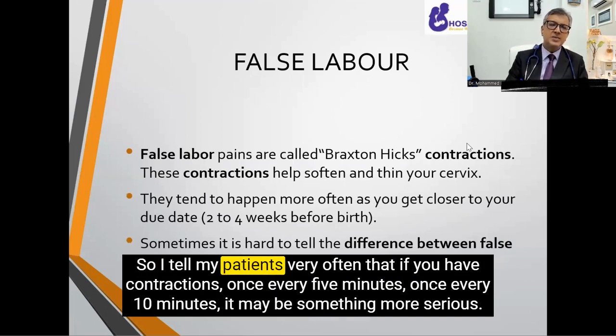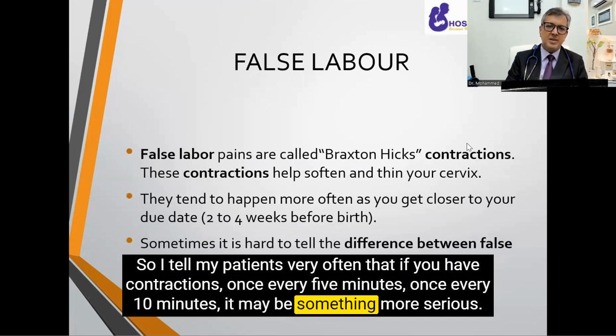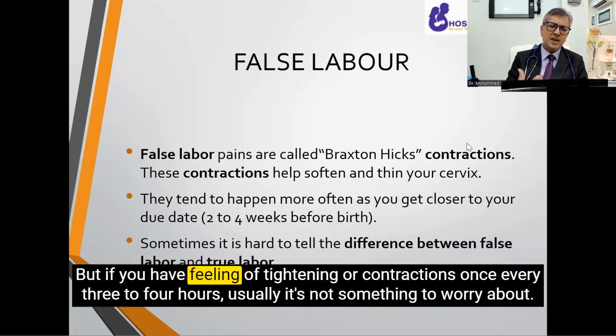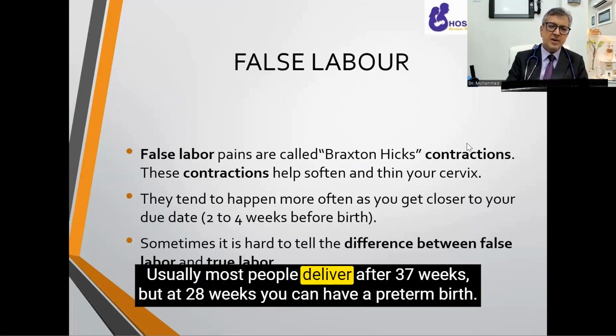So I tell my patients very often that if you have contractions once every 5 minutes, once every 10 minutes, it may be something more serious. But if you're feeling tightening or contractions once every 3 to 4 hours, usually it's not something to worry about. But having said that, please remember that even at 5 months, you can have a preterm birth. Usually, most people deliver after 37 weeks, but at 28 weeks, you can have a preterm birth.